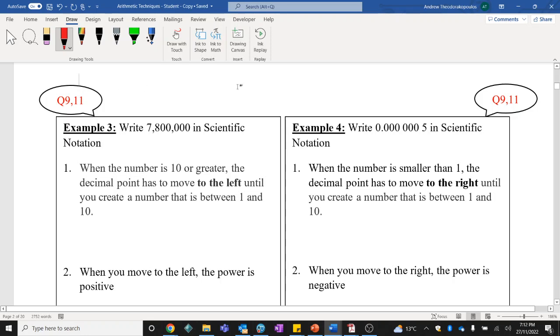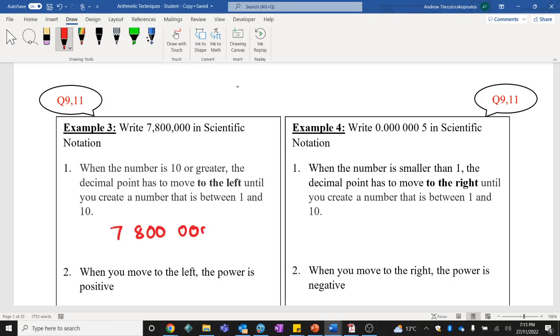So what we want to do, when the number is 10 or bigger, so this is a big number, it's bigger than 10, the decimal point has to move to the left until you create a number that is between 1 and 10. So let's just write down the number, 7,800,000.